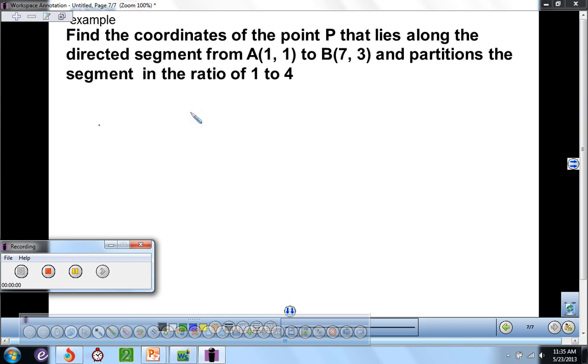Alright, now here we have 2 points, and we want to find the ratio of 1 to 4. So again, the total is 5. I'm sorry, you have 5 parts, because you had 1 and 4, and that gives you the 5.